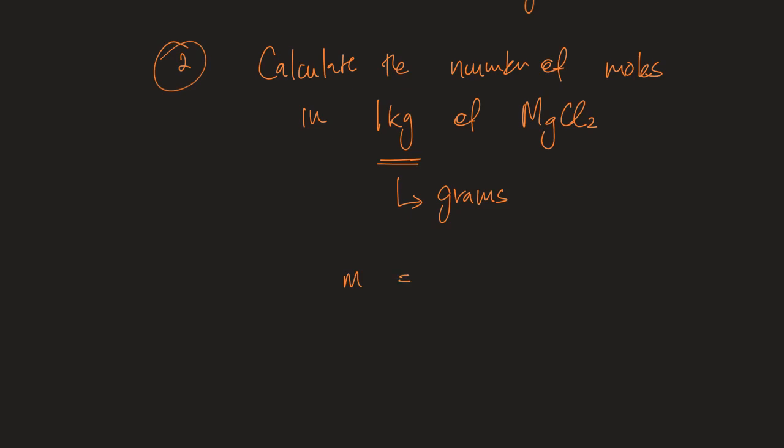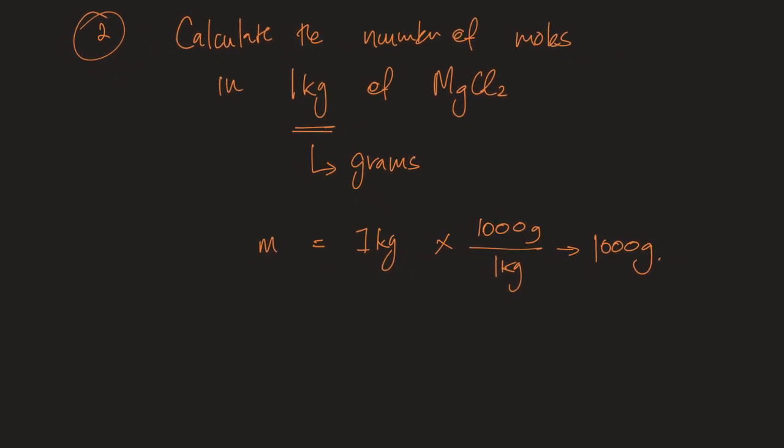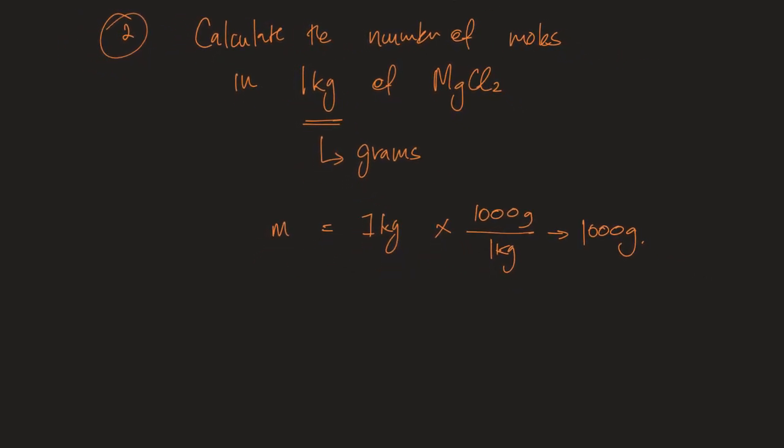So if I was looking at mass, 1 kilogram times 1,000 grams over 1 kilogram, and that should give me 1,000 grams. There's my conversion. Nice and easy because it was a round number. But in exams, please make sure you must convert. We do not use kilograms in chemistry. We only use grams. If they give you kilograms, it has to be in grams. So you've got the mass here. They want number of moles.